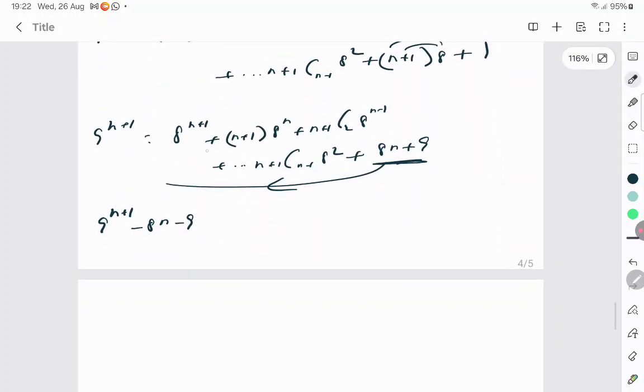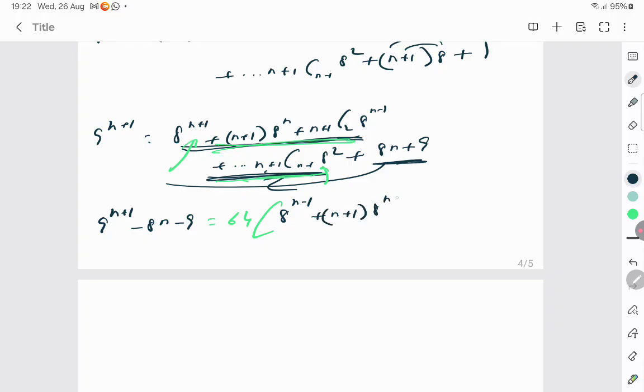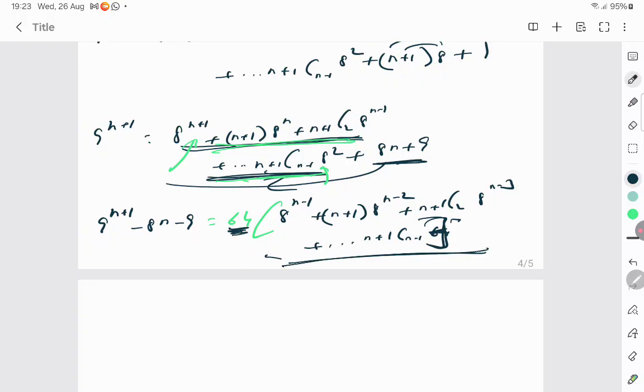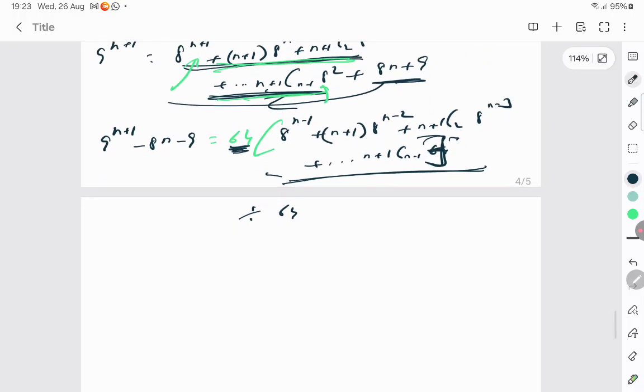Magical. And till here, if you see, you can take 8 square out. From here to here, specifically, 64 can be taken out because there's an 8 square. This will become 8 to the power reduced by 2. So it will become 8 to the power n, 8 to the power n minus 1. N plus 1 into 8 to the power n minus 1, n minus 2. Plus n plus 1 c2, 8 to the power n minus 2, n minus 3. Plus dot dot dot n plus 1 c n minus 1, 64, which has been taken out. So therefore it's 64 into multiple of something. So it's divisible by 64. That's what this sum is.